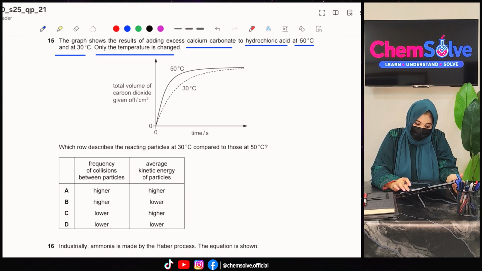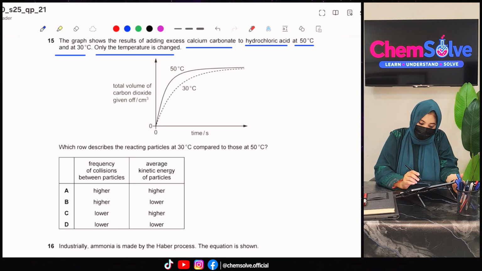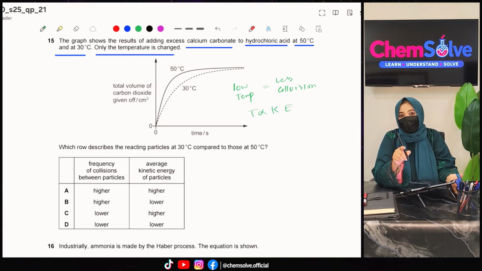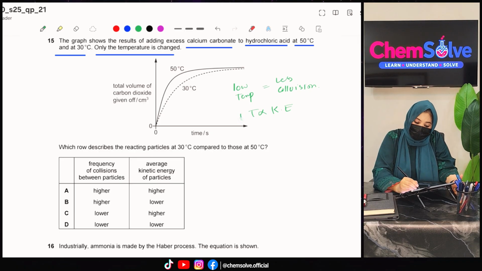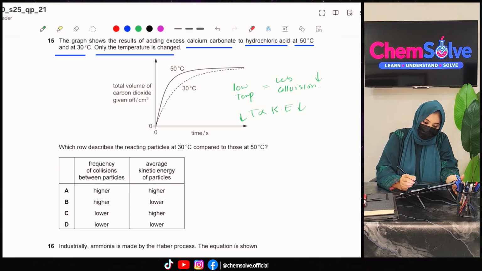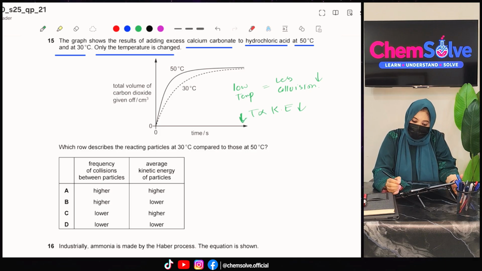If the temperature is lowered, what will happen to the frequency of collision? When the temperature is low, there is less collision. And temperature is also directly proportional to kinetic energy. So if the temperature is low, kinetic energy is also low. So low temperature, low collision, and low temperature, low kinetic energy.